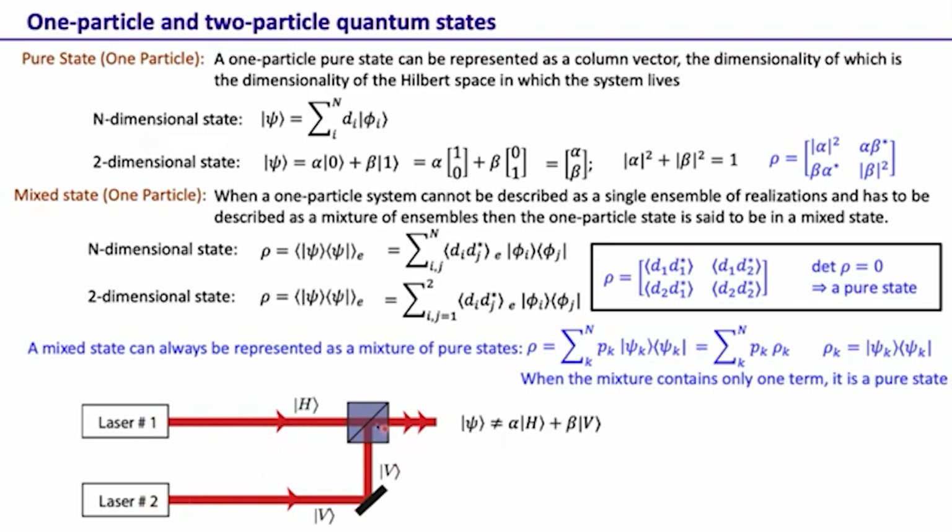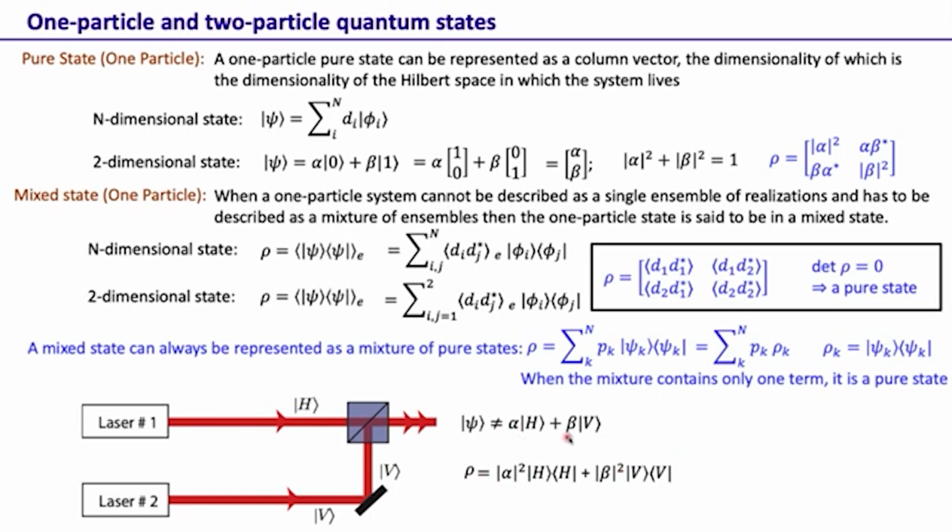And if we mix these two at the beam splitter, then the state right after the beam splitter, we cannot write as alpha H plus beta V. This is because it is not a coherent superposition, because there is no phase correlation between this laser and that laser. So the state right after the beam splitter, we can only write as a density matrix containing a mixture of pure states, this H state and this pure state, a vertically polarized photon. So this is a mixture.